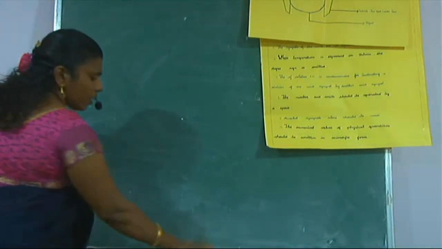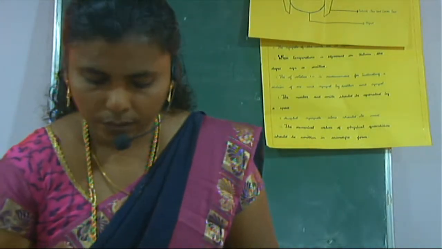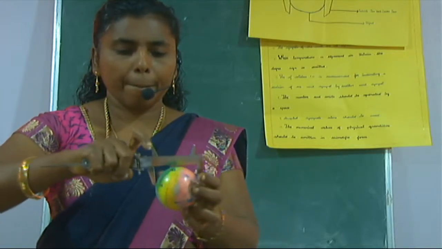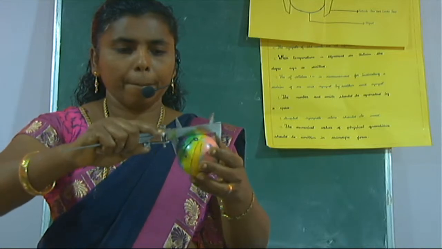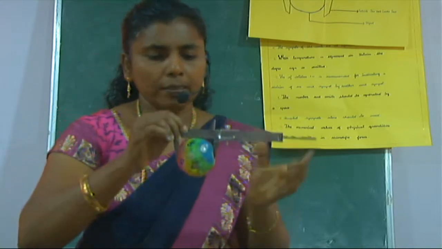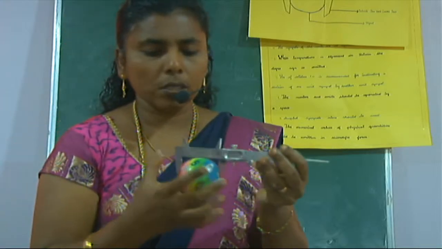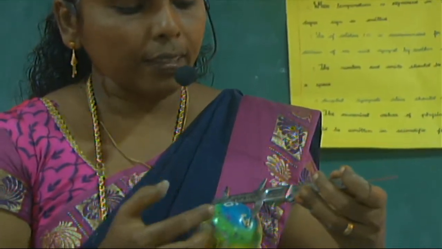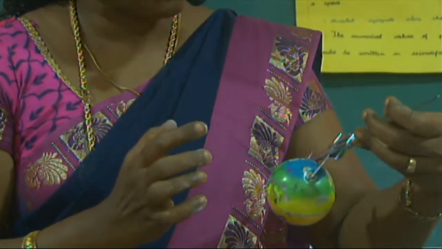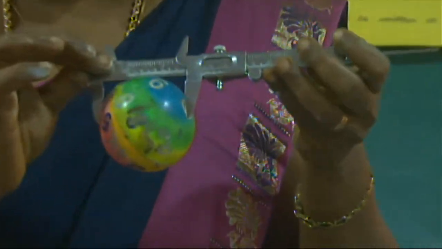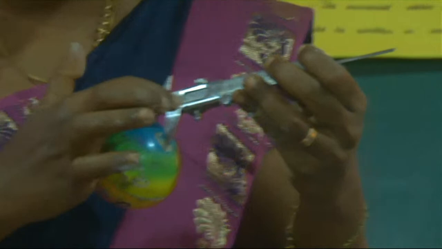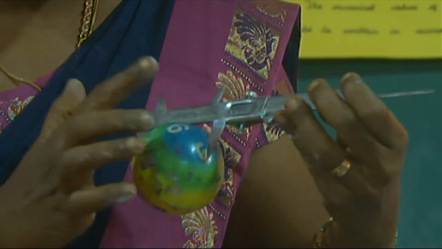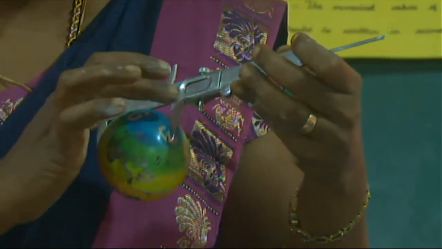Suppose we are gripping this rubber ball inside, in between the two lower jaws. Now first we have to find the main scale reading. How will we find it? The vernier scale consists of 10 divisions. Look at the first division here: what value is there in the main scale reading? You have to find out the main scale reading.